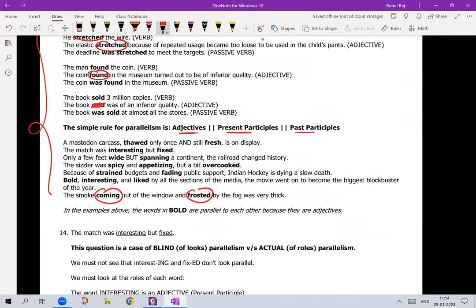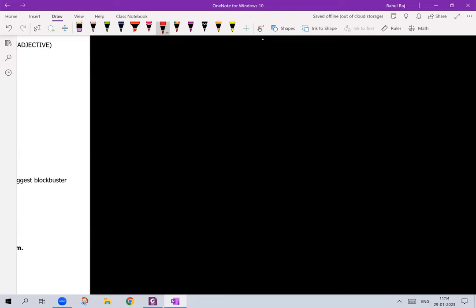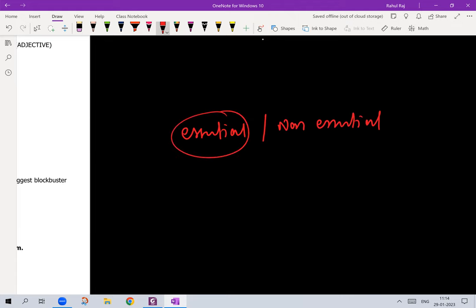Always remember, your first job when you solve any sentence correction problem is to understand what is the essential part of the sentence, and to understand what is the non-essential part of the sentence. If you understand this, be very sure that in the non-essential part of the sentence, 90% of the time there will be no verb. When I say 90% of the time, you can imagine 99% for sure, but I can't say 99%. Tomorrow you will come and ask me, Rahul, what is this? So I need a 10% concession for myself. 90% of the time, there will be no verb in the non-essential part.